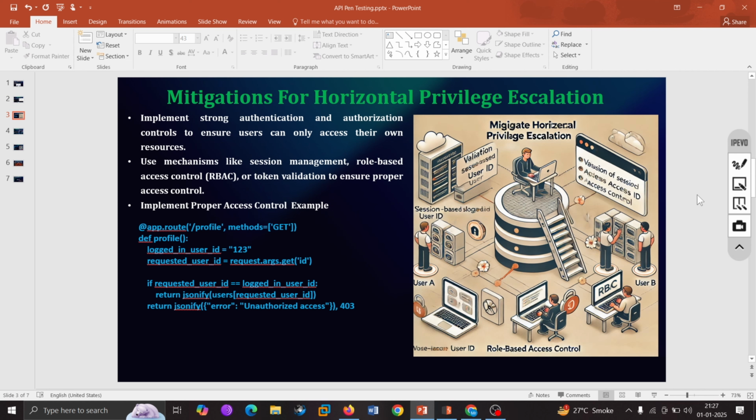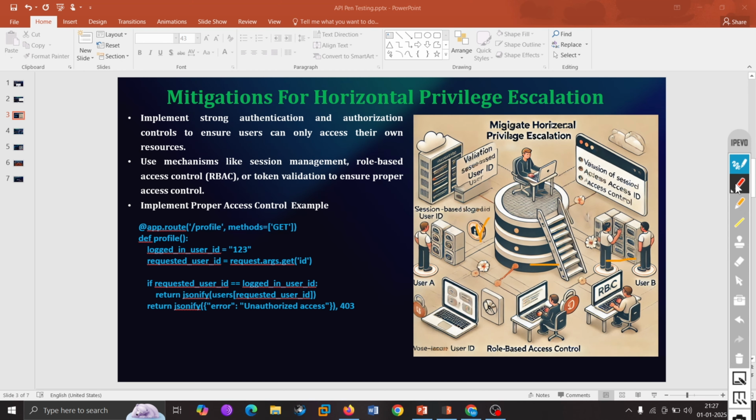Okay, so we talked about how to exploit it, right? Now, what are we going to do in order to mitigate it? What mitigations do we have to implement to make sure that the application is not vulnerable to horizontal privilege escalation? You have to implement strong authentication and authorization controls to ensure users can only access their own resources. Use mechanisms like session management, role-based access control, and token validation to ensure proper access control.